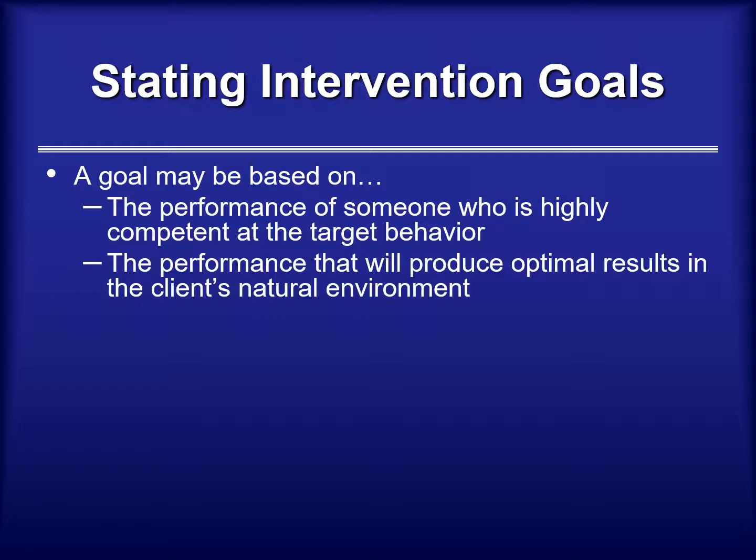Just as we must clearly define both behaviors and environmental events associated with them, the desired outcome of an intervention must also be objectively defined. You might come up with a goal based on the performance of someone who is an expert at engaging in the target behavior, or based on a level of performance that will produce the best results in the client's natural environment. An outcome must be socially valid, just as the target behavior should be selected in part based on its social validity.